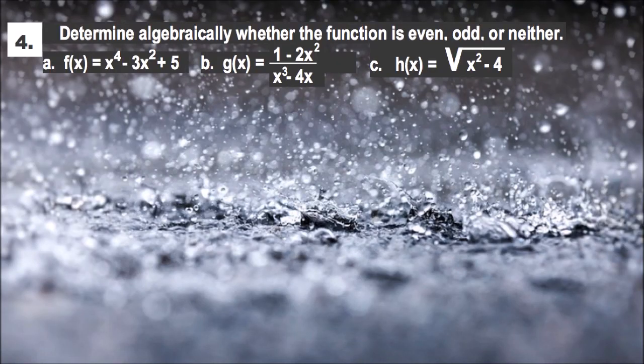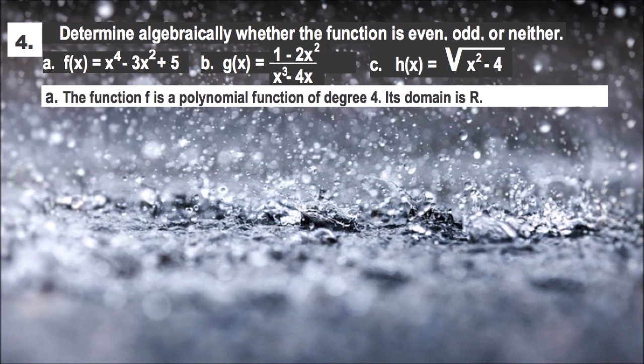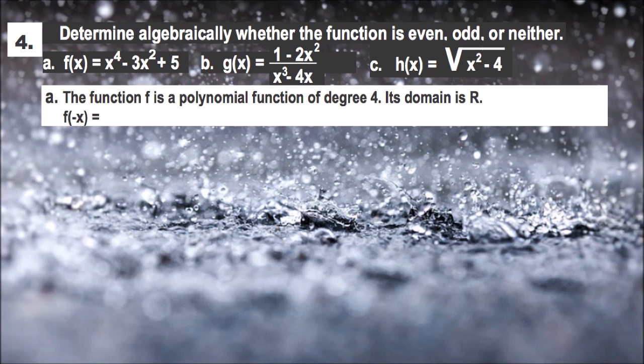Determine algebraically whether the function is even, odd, or neither. A. f of x equals x to the fourth minus 3x squared plus 5. The function f is a polynomial function of degree 4. Its domain is the set of real numbers. f of negative x equals (negative x) to the fourth minus 3 times (negative x) squared plus 5, which equals x to the fourth minus 3x squared plus 5, which equals f of x. Thus, f is an even function.